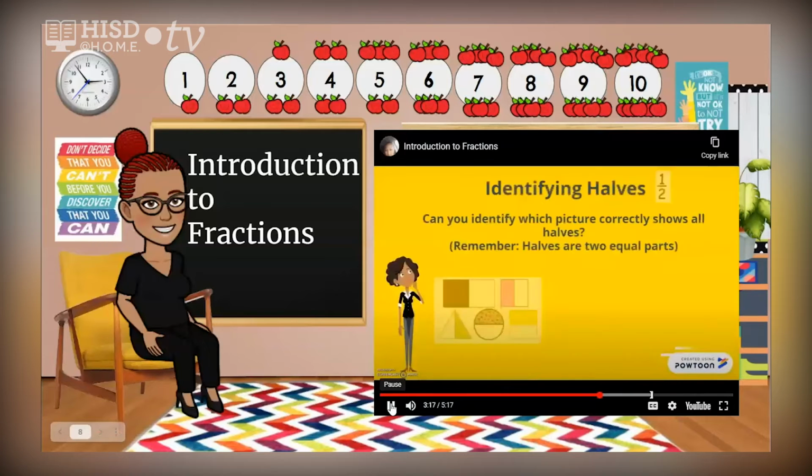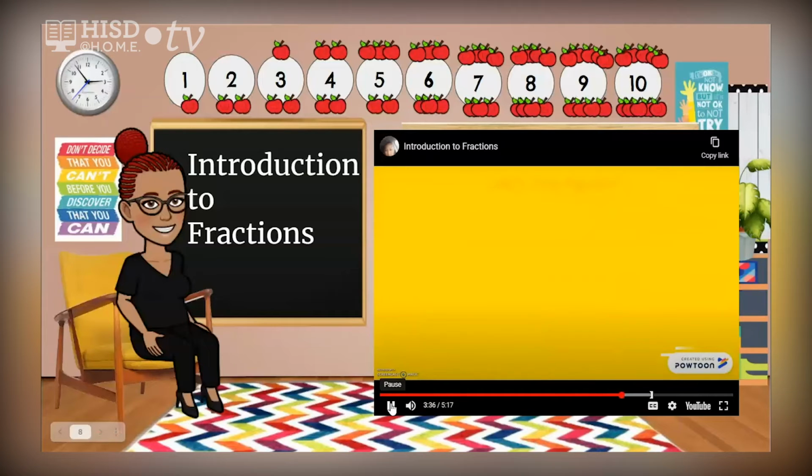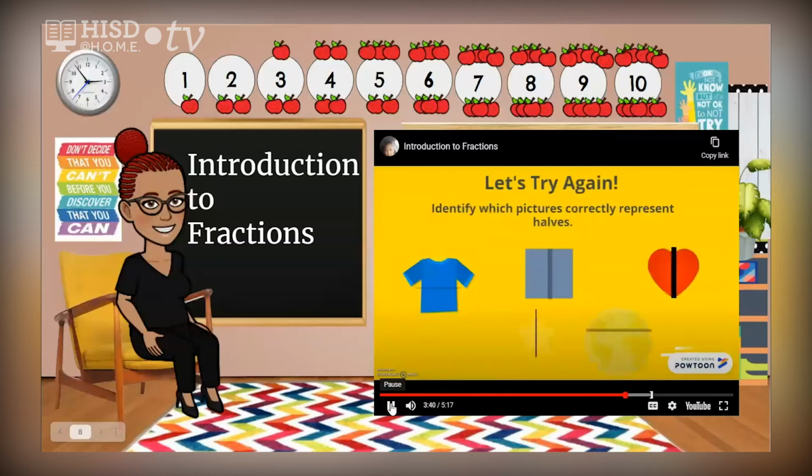Can you identify which picture correctly shows all halves? Remember, halves are 2 equal parts. If you pick picture A, give yourself 2 claps and 2 snaps, because that is correct. Identify which objects correctly represent halves. You should have said the square, the heart, and the star.